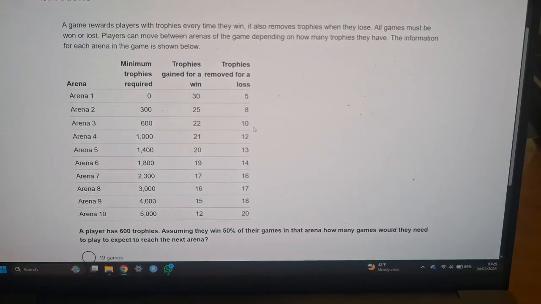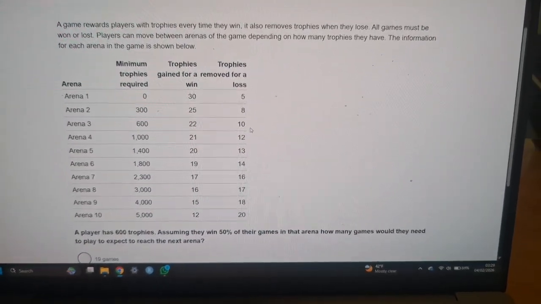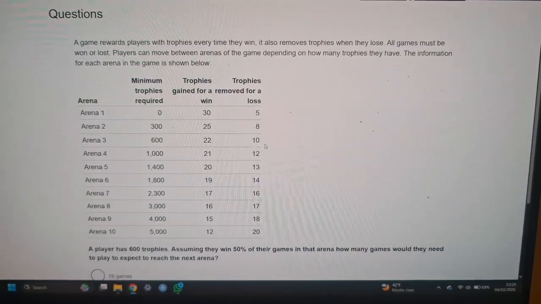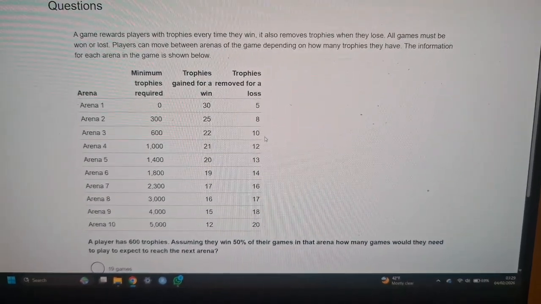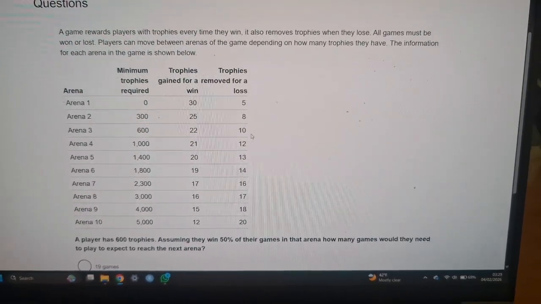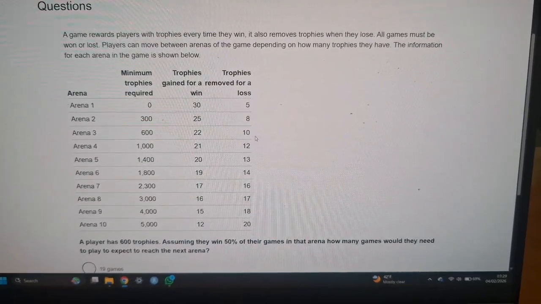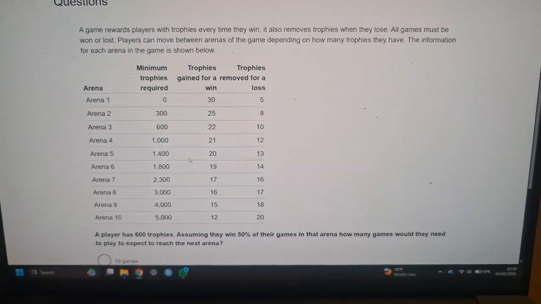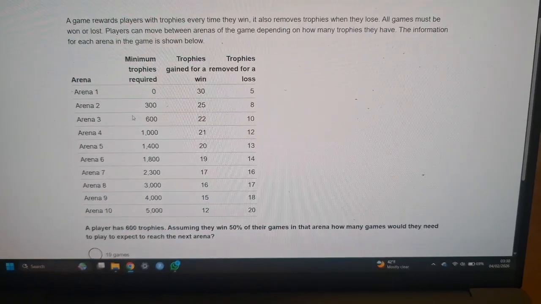Okay, question 3 of the civil service numeric test. Step 1, read the question. A game rewards players with trophies every time they win, but it also removes trophies when they lose. All games must be won or lost. Players can move between areas of the game depending on how many trophies they have. The information for that is below, and we see how many trophies they gain for winning and losing.